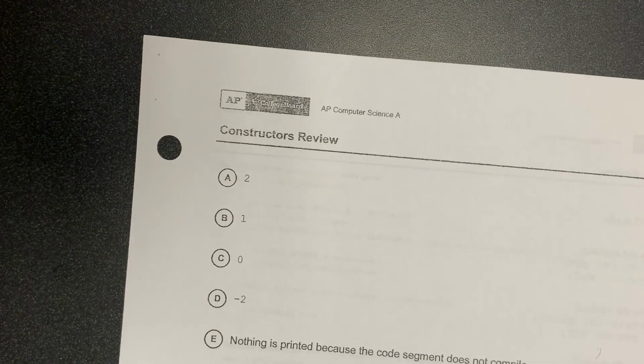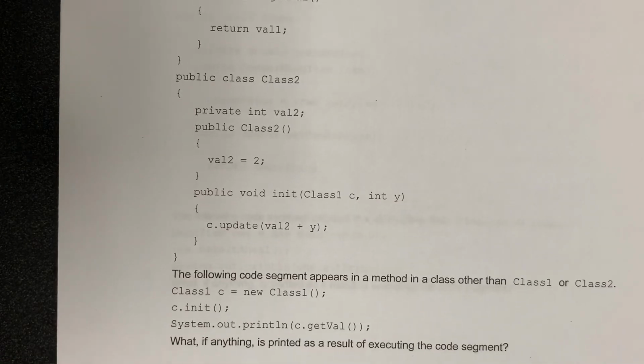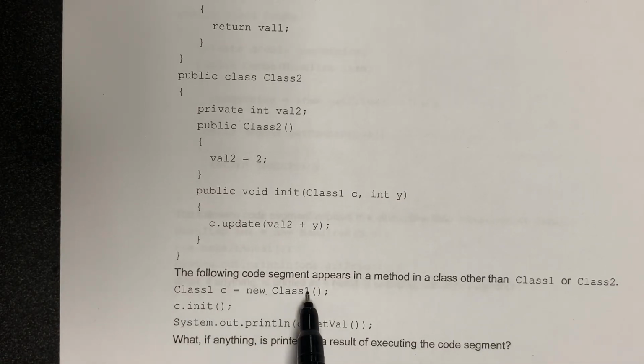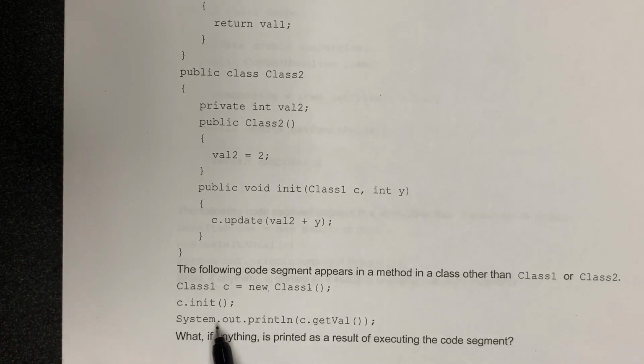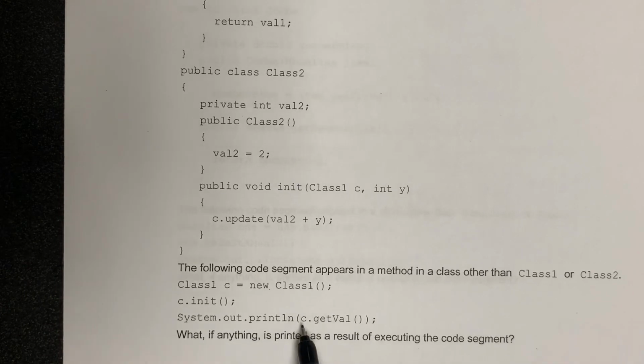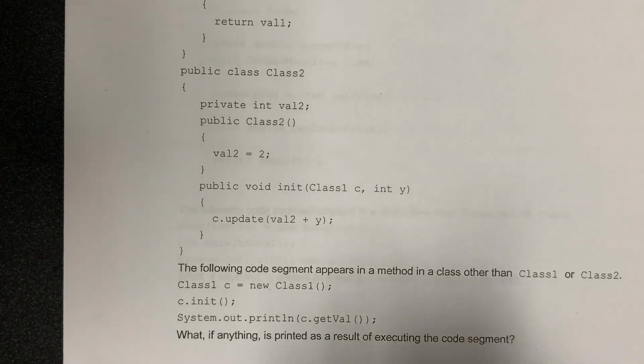Number 22 is another one of these convoluted class instances where we have Class1 c equals new Class1, c.init, and System.out.println(c.getVal). So let's go through this.